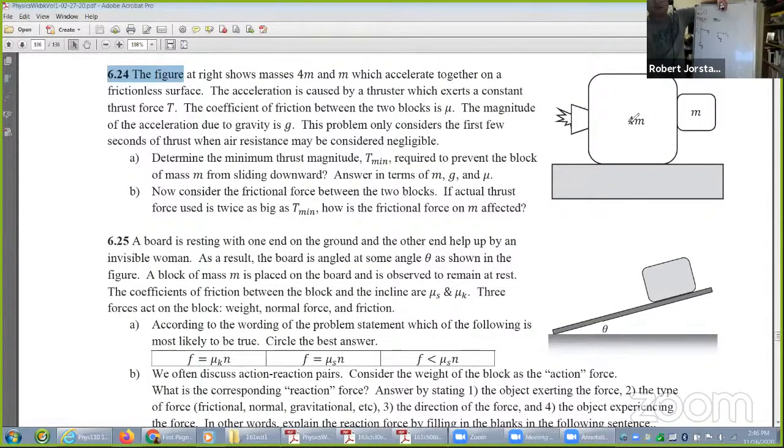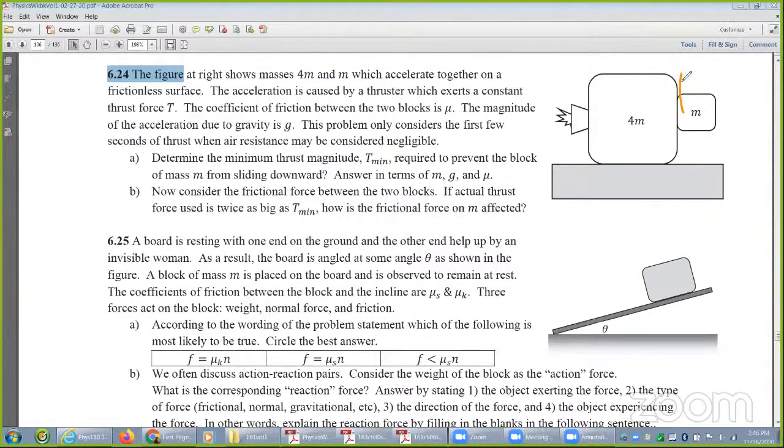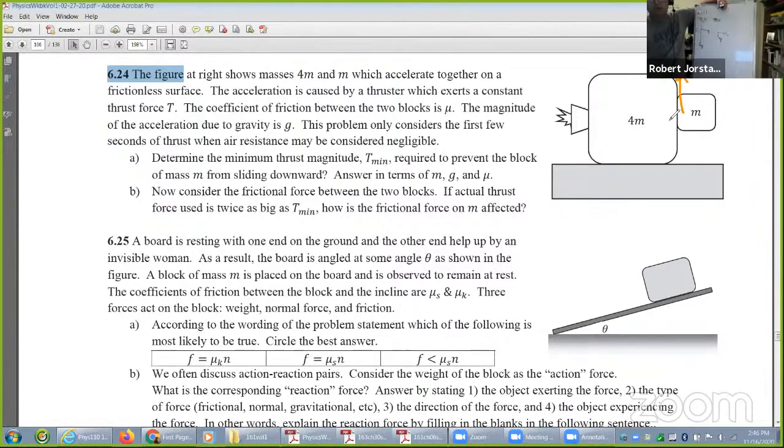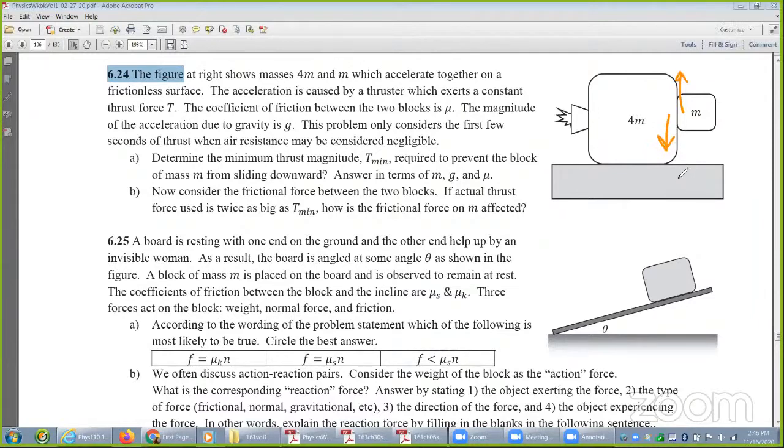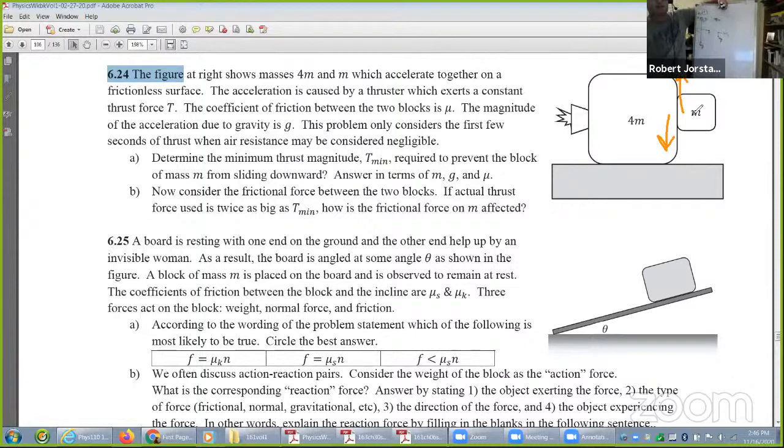Think about down on 4M. We know that there needs to be friction on this one holding it up. So by Newton's third law, it appears that way on 4M. Got it? Does that make sense? So the normal force and the friction, right? We know there's a normal force.